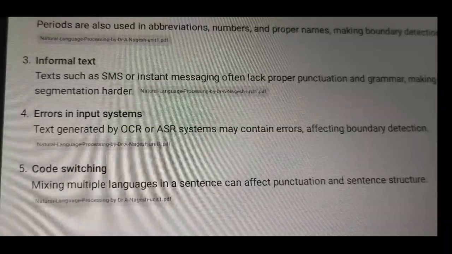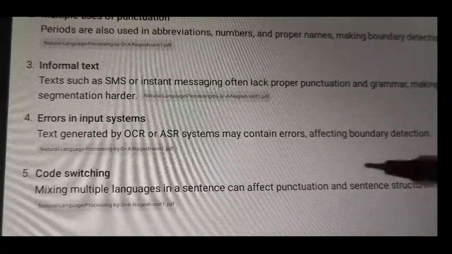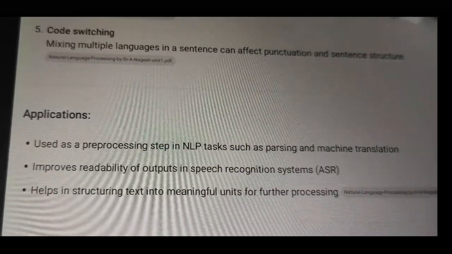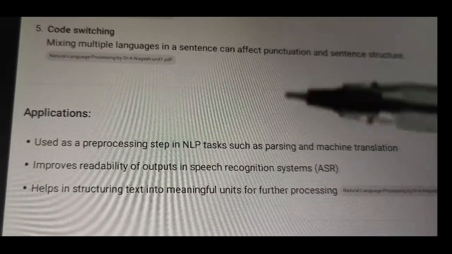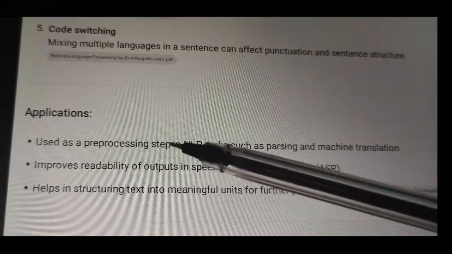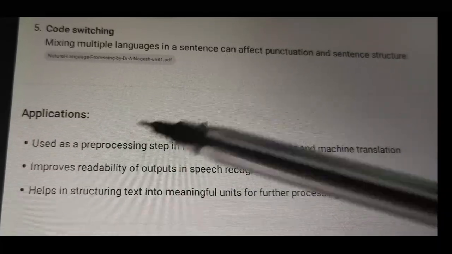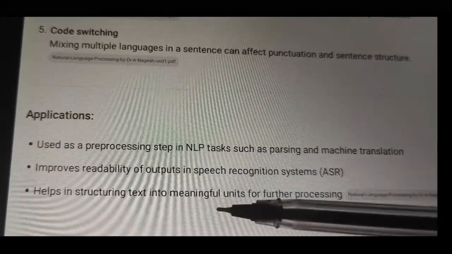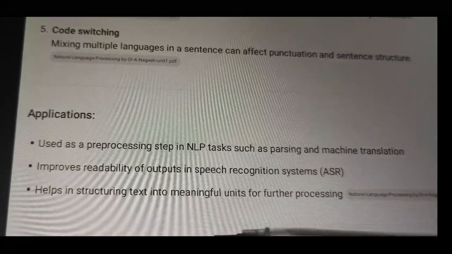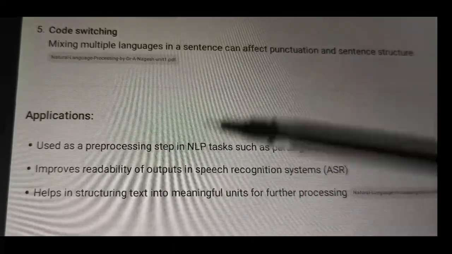Just remember it like this. Sentence boundary detection is for sentence segmentation. Topic boundary detection is for topic segmentation. Now applications. Also one more thing, sentence boundary detection is done as a pre-processing step. It is used as a pre-processing step in NLP tasks such as parsing and machine translation. It also improves readability of outputs in speech recognition systems, and helps in structuring text into meaningful units for further processing. We already discussed all these points above.